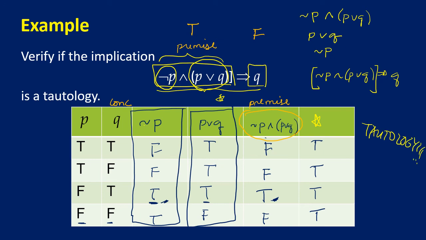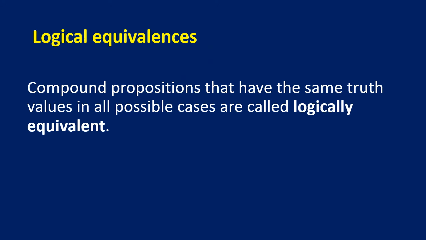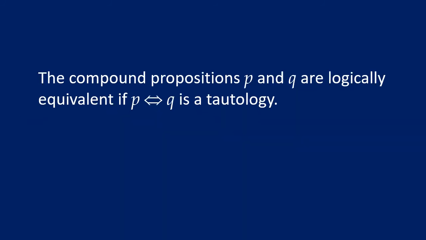Alright? Next, we will go to logical equivalences. Compound propositions that have the same truth values in all possible cases are called logically equivalent. Meaning, take note of that, whatever happens, they always have the same truth values. Another definition of logically equivalent statements is that if you form the statement P if and only if Q, it is a tautology.